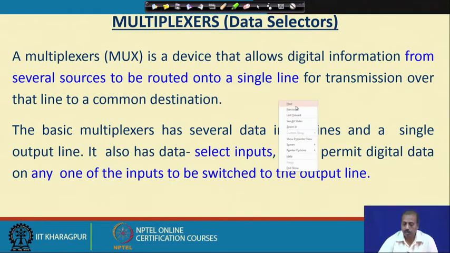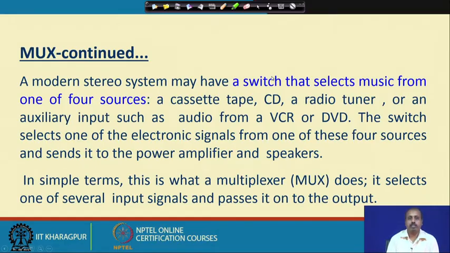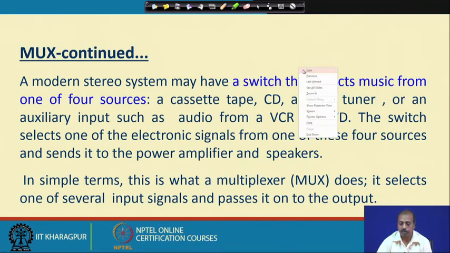A modern stereo system is a typical example. It may have a switch that selects music from one of 4 sources, maybe a cassette tape, CD, radio tuner, or an auxiliary input from a VCR, DVD, or some other source. The switch selects one of the electronic signals from one of these 4 sources and sends it to the power amplifier and speakers. That is nothing but some sort of multiplexer. A multiplexer selects one of several input signals and passes it on to the output. That is the basic function of a multiplexer.